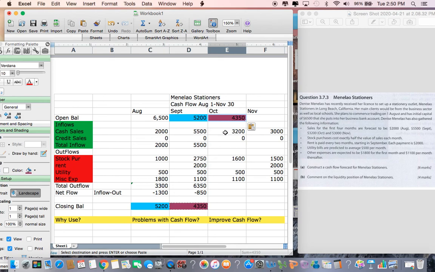Our inflows for October, we only have sales of 3,200. I have total outflows of 3,200. My flow, 0. So I'm still left with how much? You guessed it, 4,350. And where does that 4,350 go? It now becomes the opening balance for the next month. And then you would do the same.